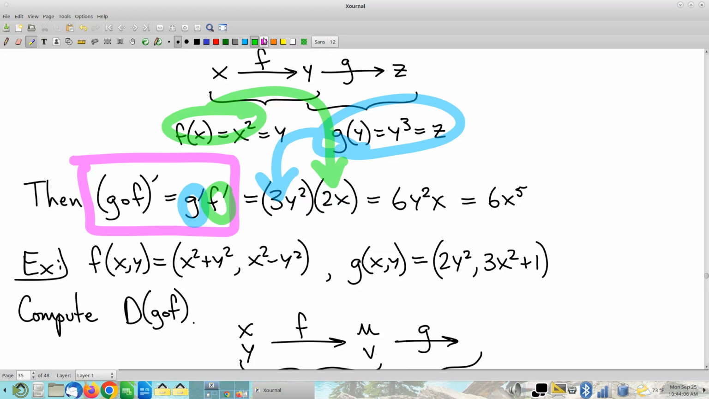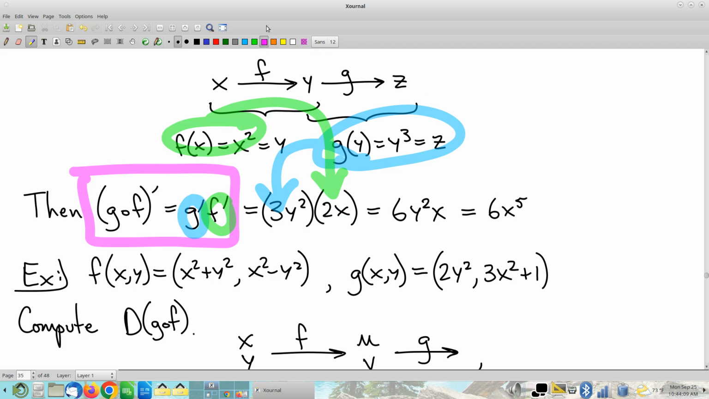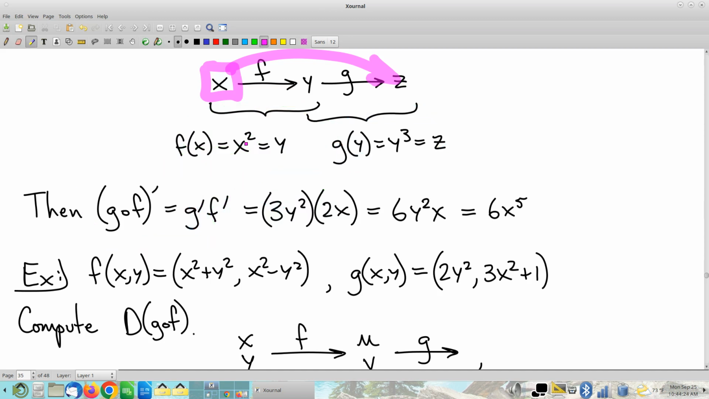My composition is entirely a function of x. I need my answer then to be a function of x. And so I'd better get rid of the y. How am I going to get rid of the y? Well, we get rid of the y by recognizing what y was.